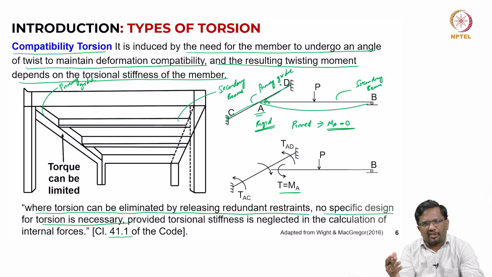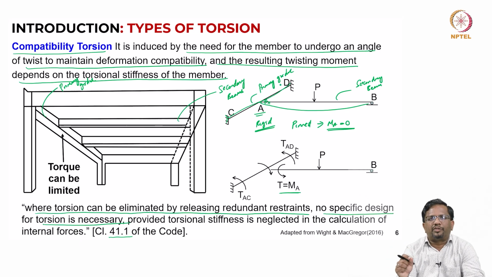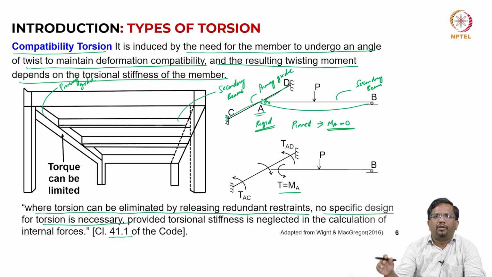So, when you do your STAAD analysis or ETABS analysis, you have to put torsional stiffness parameters as either a very low value or equal to 0. Then only you will not have any internal forces, that is twisting moment, developed at the joint. If you keep the torsion stiffness, obviously it will transfer the force to maintain compatibility, and depending upon the stiffness that you have, you will develop some twisting moment.